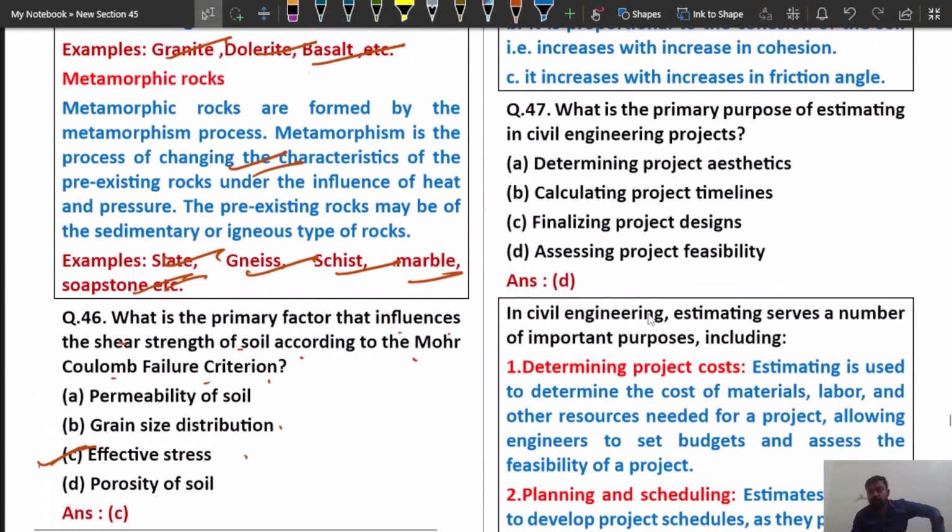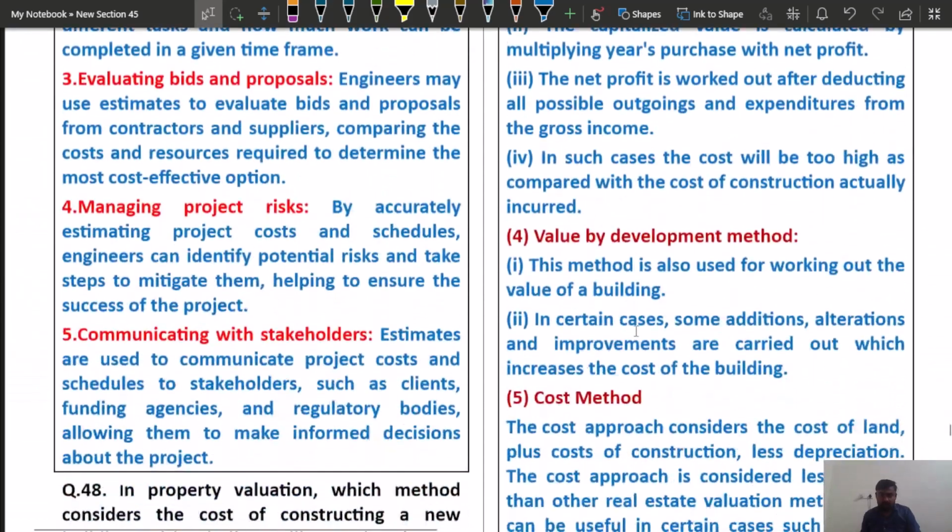What is the primary purpose of estimating in civil engineering projects? So why do we estimate civil engineering projects? Options are given: determining project aesthetics, no; calculating project timelines, no; finalizing project design; assessing project feasibility. So we use the estimation of civil engineering projects for assessing the project feasibility. So the correct option will be D. Now proceeding to the next question.